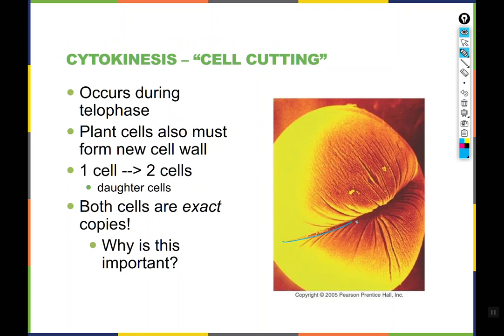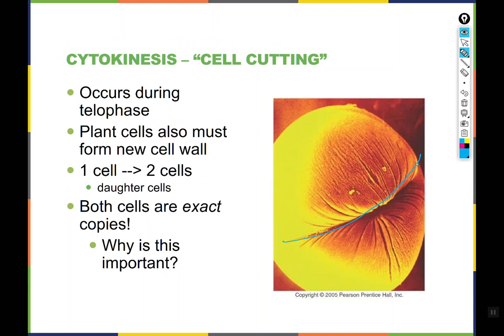So you can see the cleavage furrow right here, and that's going to continue contracting until the cell is pinched in half. So from one cell you get two cells, and we call these daughter cells. And both cells are exact copies of each other. And why is this important? Well, we've covered that a lot in your class.